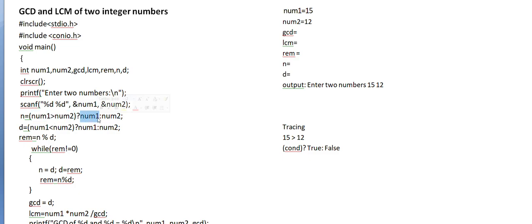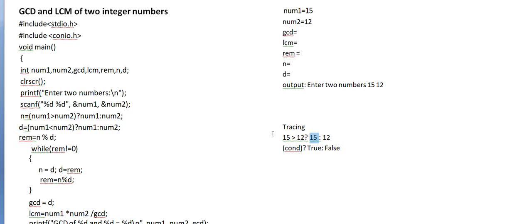It will take the value of num1. What's the value of num1? Num1 value is equal to 15. So as given here, it is 15 and 12. Like this they have been given, right? So 15 is greater than 12, the condition becomes true. When the condition becomes true, the true part will be considered. The true part consists of the value 15.